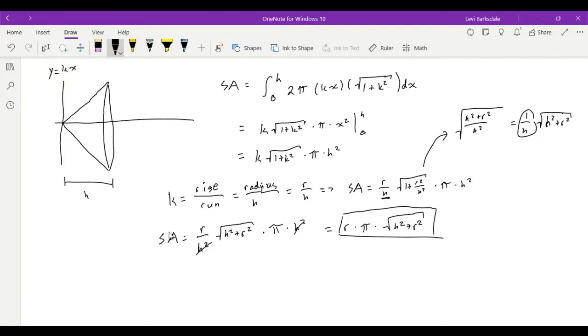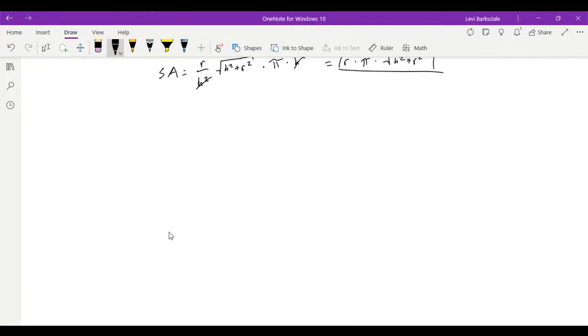For another practice problem, let's take a look at the surface area of square root 1 minus x squared rotated about the x-axis on the interval from -1 up to +1.